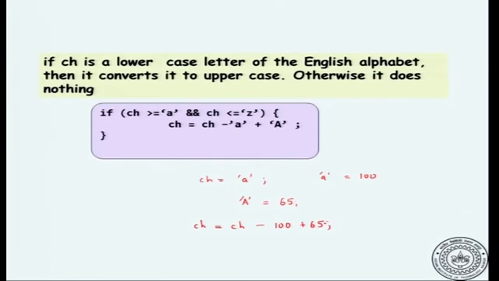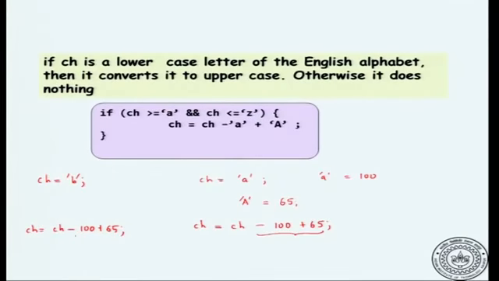Similarly, if ch was character constant b, I would still add ch equal to ch minus 100 plus 65. Okay. So it is adding a constant difference to the given character, regardless of whether it was a or b. The additive constant that we are adding is still the same.